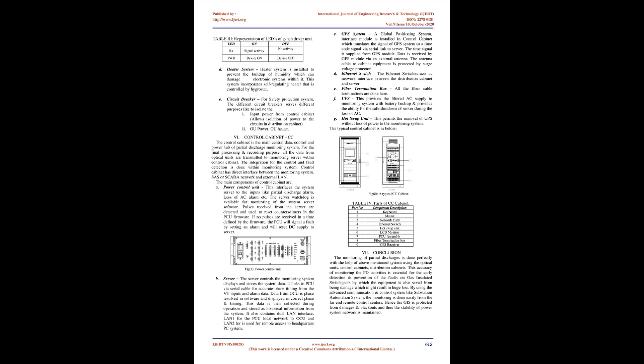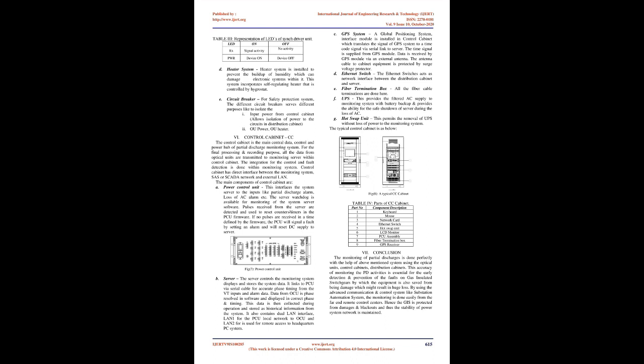D. Heater system. The heater system is installed to prevent the buildup of humidity, which can damage electronic systems within it. This system incorporates a self-regulating heater that is controlled by a hygrostat. E. Circuit breaker for safety protection. The different circuit breakers serve different purposes, like isolating the input power from the control cabinet, and allowing isolation of power to the circuits in the distribution cabinet, OU power, and OU heater.